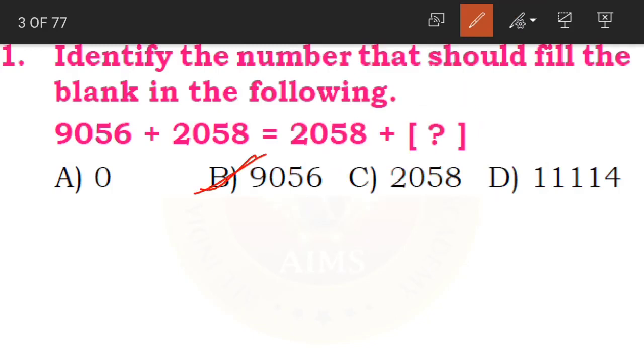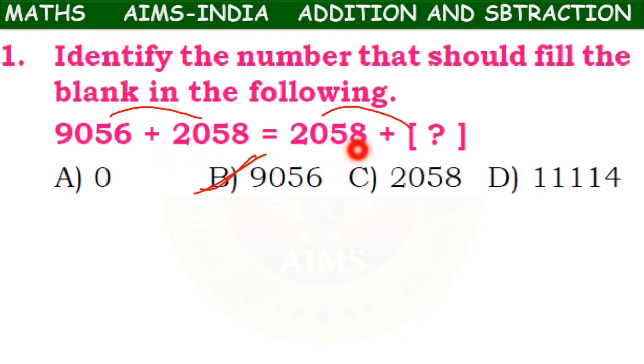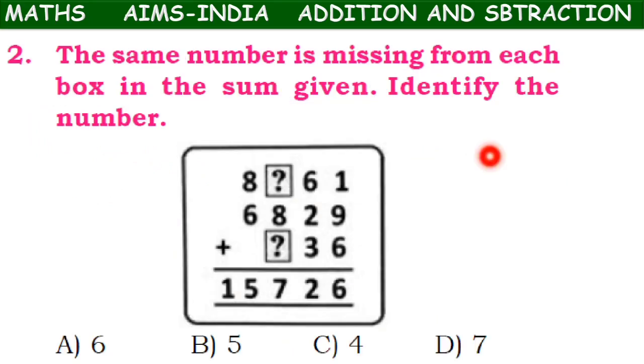From associative property, even when we change the order of the numbers, the sum will not change. So here we need not calculate anything. Simply write this 9056 here. So the correct answer is option B, 9056. Clear children? Moving on to question number 2.